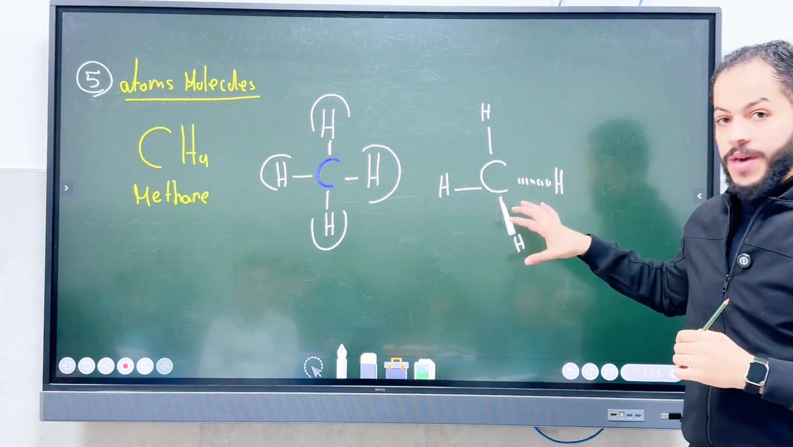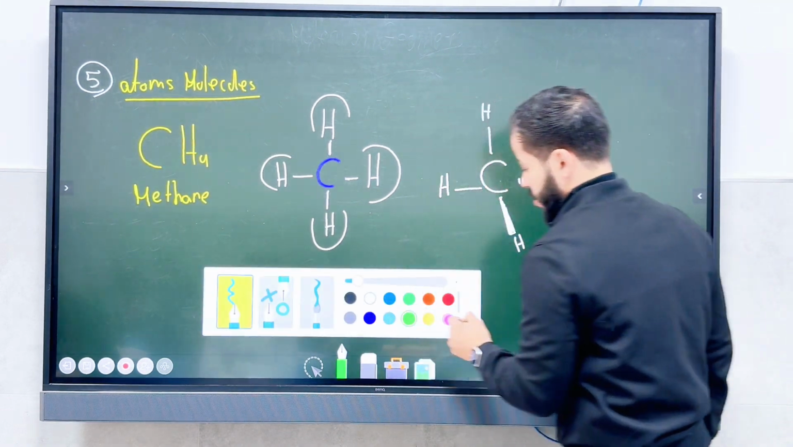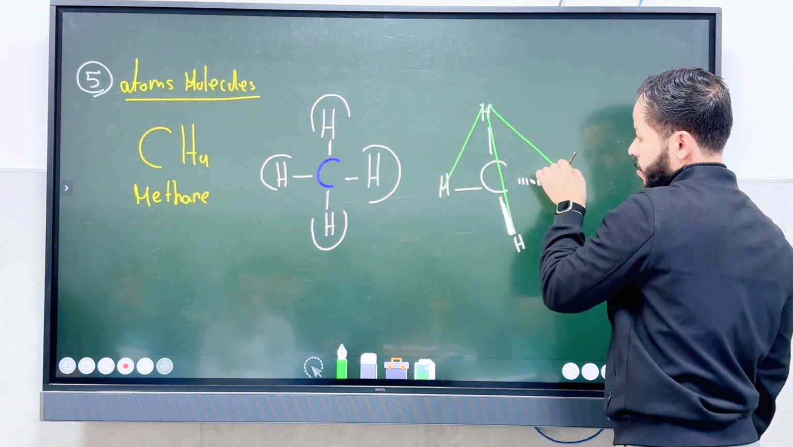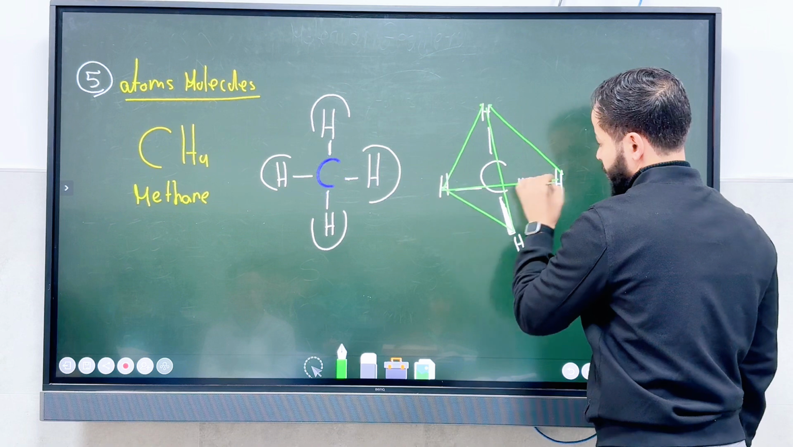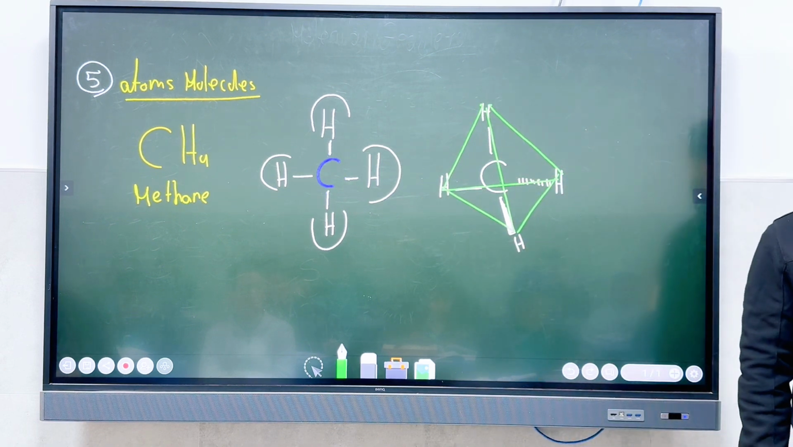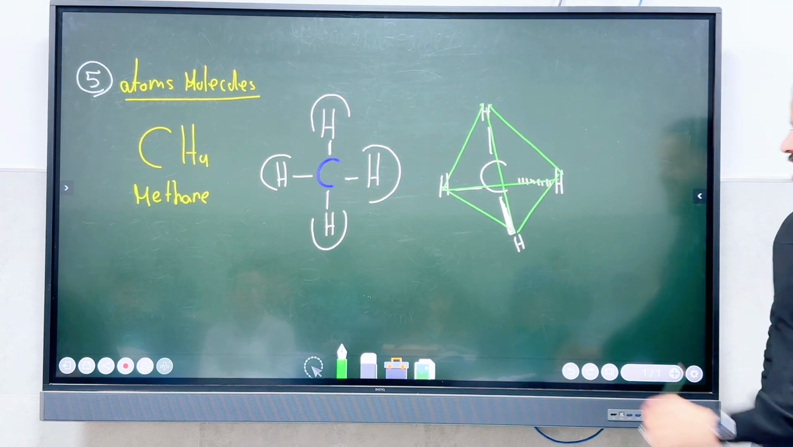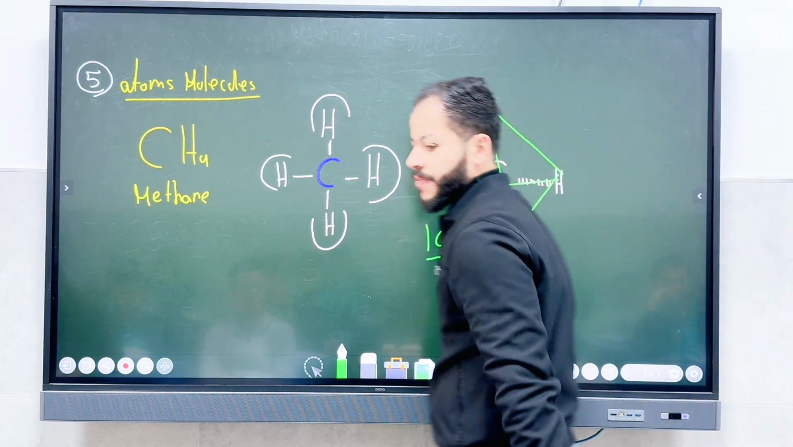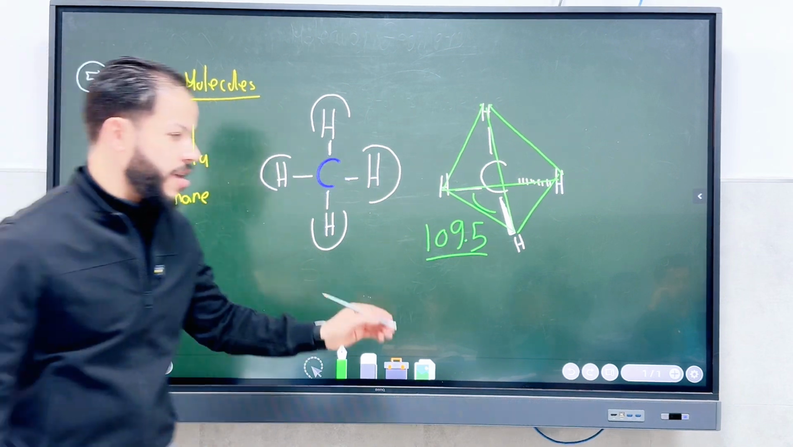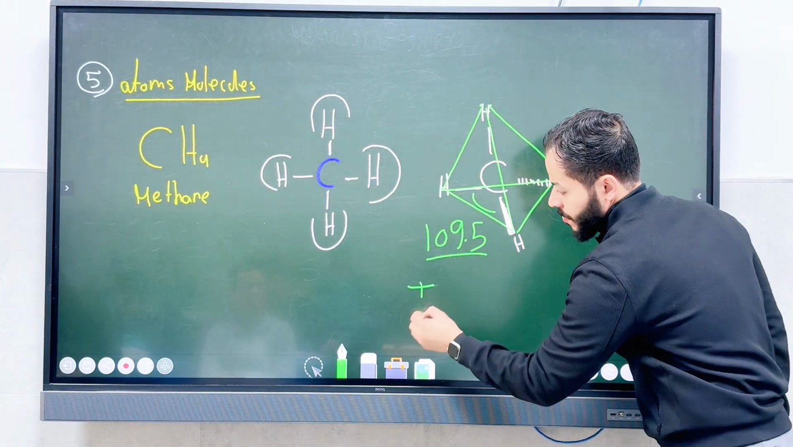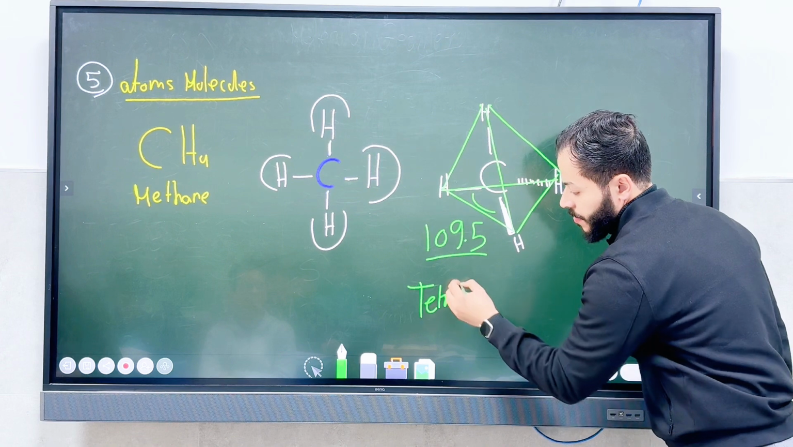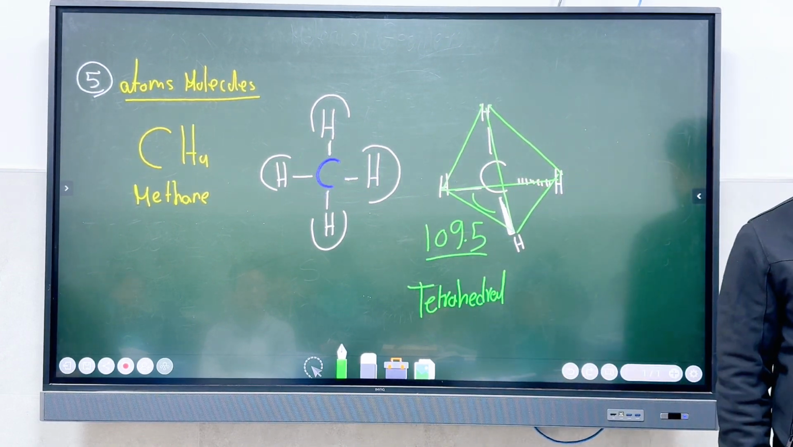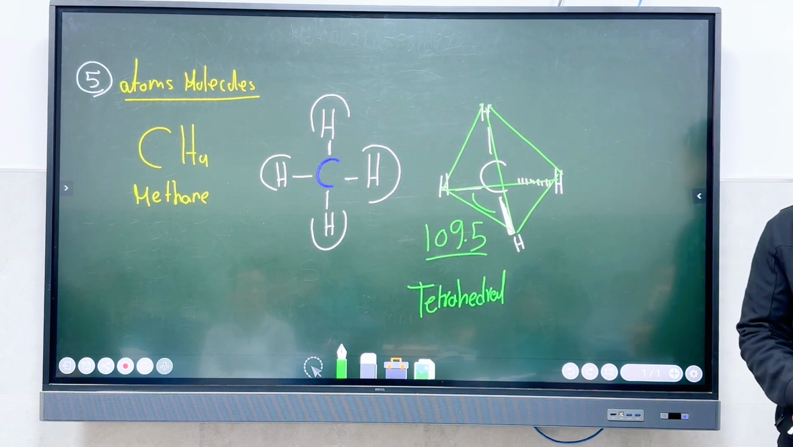If you look at the shape here, the angle, do you see that? A pyramid with a triangle base. Get it? And the angle here, guys, is less than 109.5. And this shape, we name it tetrahedral. Tetrahedral structures. Okay?